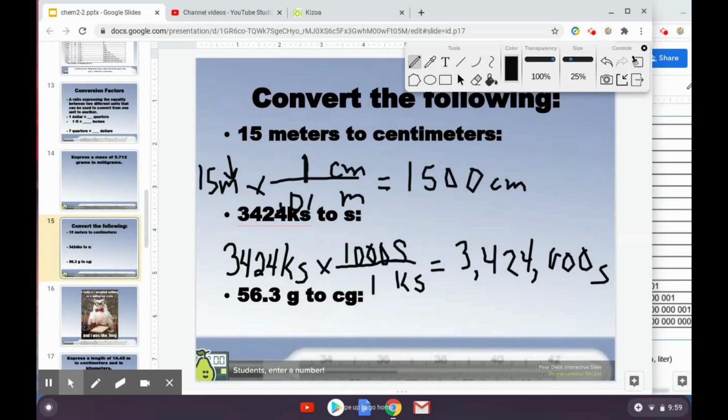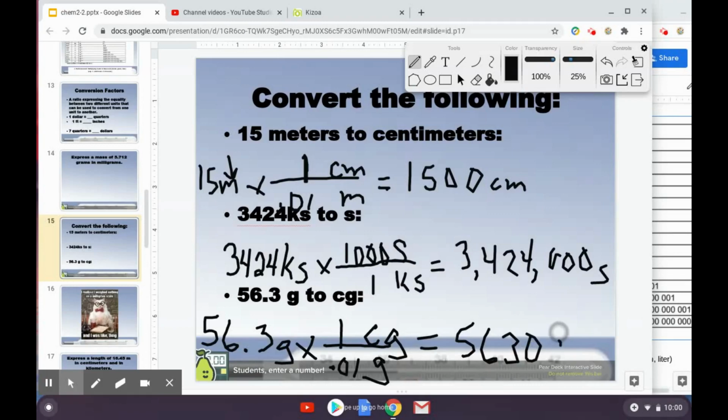Now the last one, we've got 56.3 grams, and we're going to centigrams. So grams on bottom, centigrams on top, and again, 1 with the centi. And we did centimeter up at the top, so for centigram we would have the same amount. So 1 centi is 0.01 grams. And now we're ready to solve. So 56.3 divided by 0.01 is going to give us 5,630 centigrams.